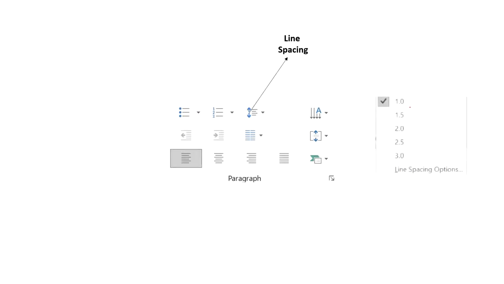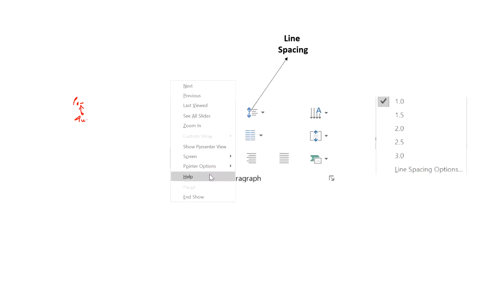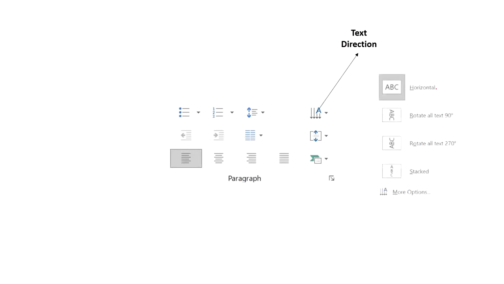This is line spacing. Here, for example, if there's written PowerPoint and tutorials, and you want to increase space between these two words, you can. 1.0 is the default, you can go to 1.5, 3.0, and line spacing options give you more options. Then let us come to text direction.